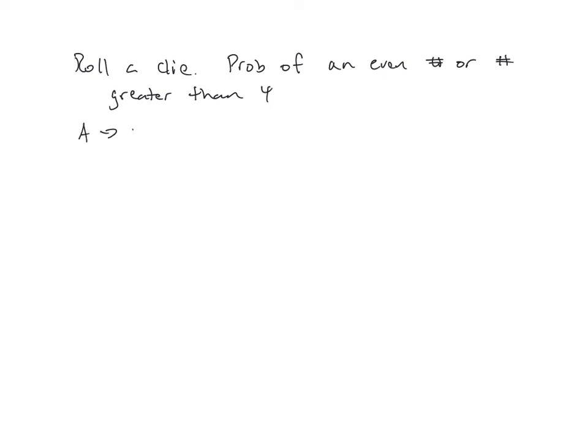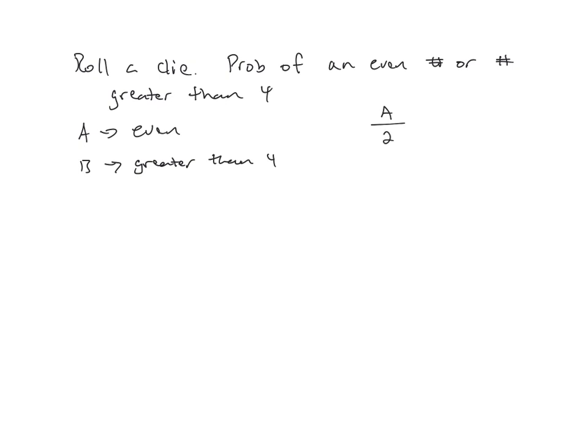So if we roll a die, probability of an even number or a number greater than 4. So again, the A part is even and the B part is greater than 4. So it's easier to kind of list them out in this one.